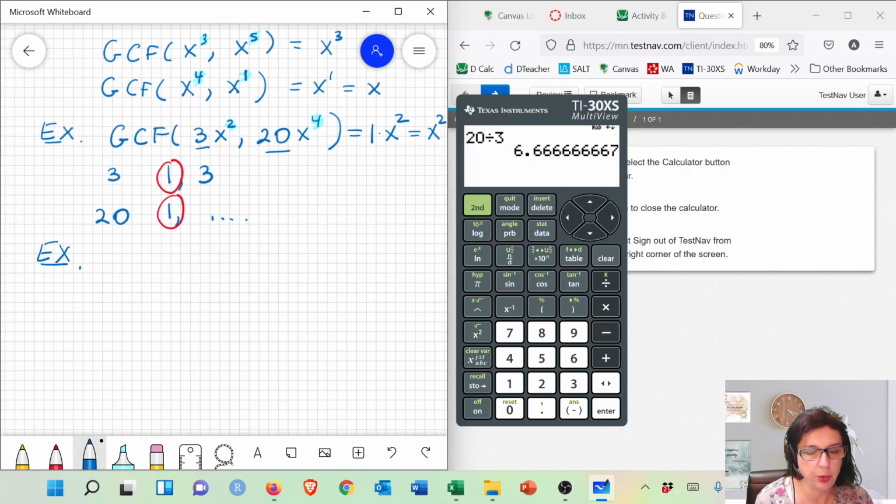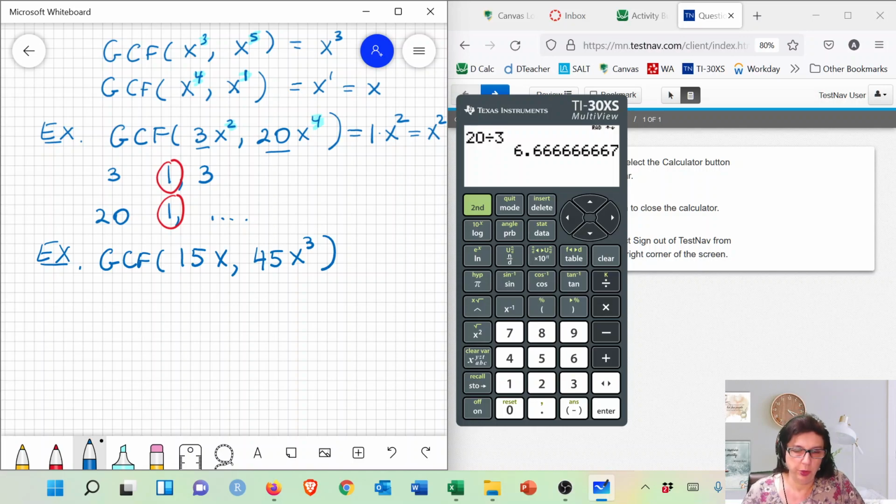Now let me take a look at a couple more examples. Let's say I want to find the GCF of 15x and 45x cubed. First I need to find the GCF of the numbers. So how do I do that? I'm going to list all the factors here.